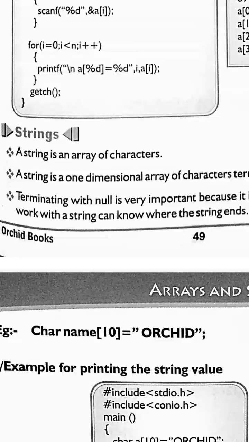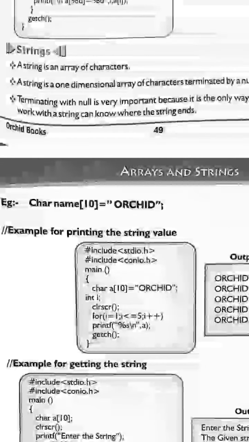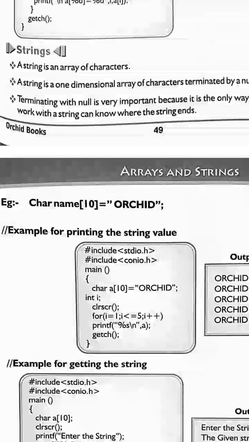So how we have to use the character. For a string, you can see that char is the data type, and the name is the array name, and 10 is the number of values that can be stored inside this array, which is equal to ARCHID.